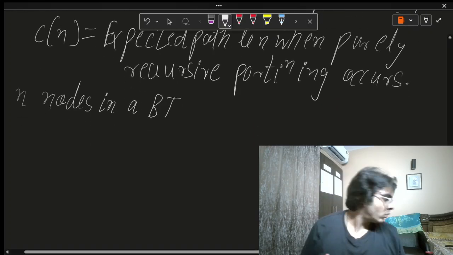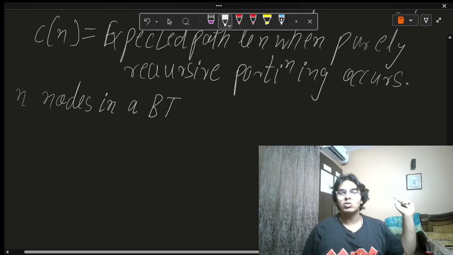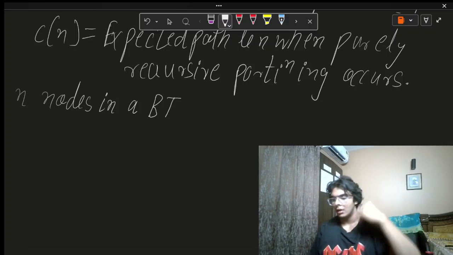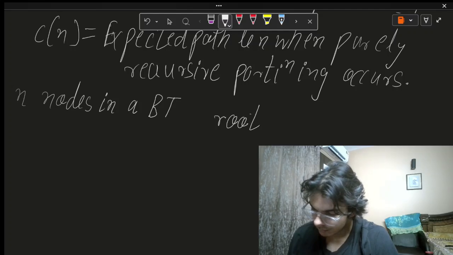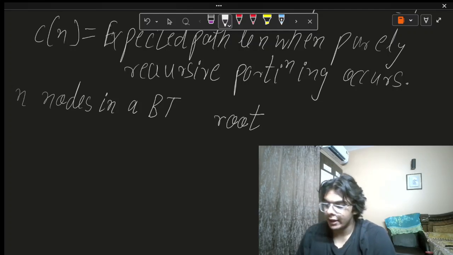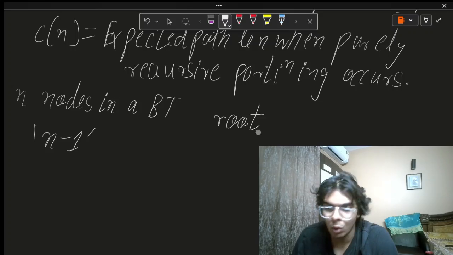Okay, so there are n nodes in a binary tree, let's say. How does a binary tree with n nodes look? What happens in it? We basically get a root node. Now after the root, how many nodes are left? N minus 1 nodes are left, right? Why? Because one of the nodes went on to become the root right here.